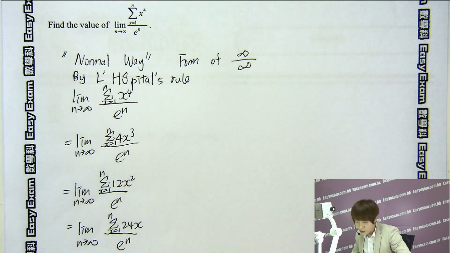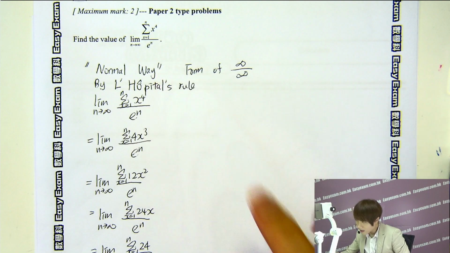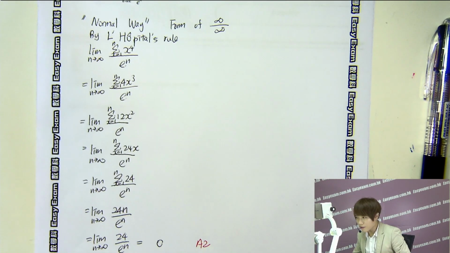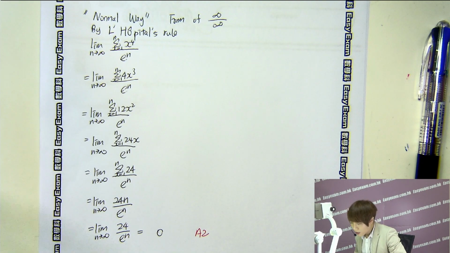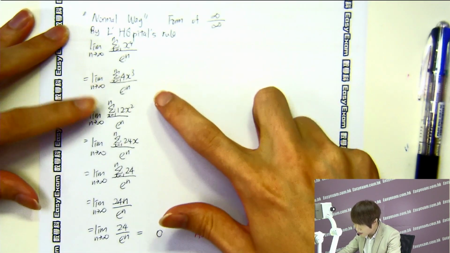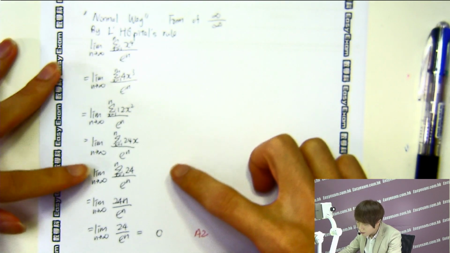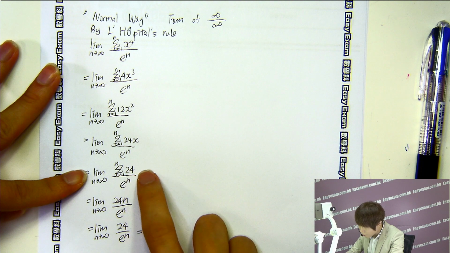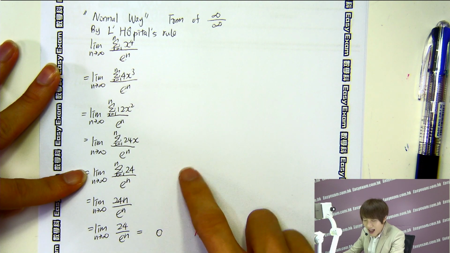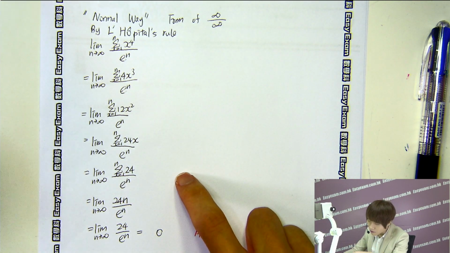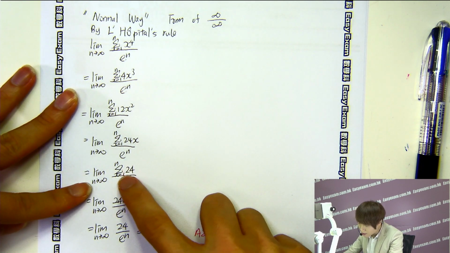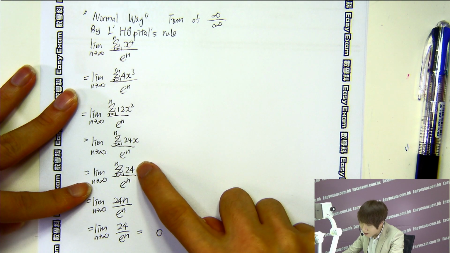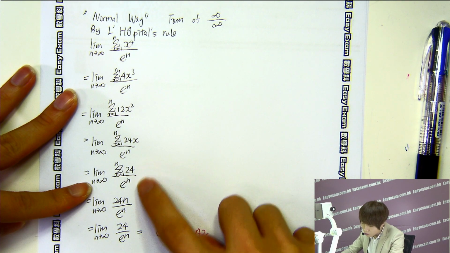You can see from the screen, the normal way actually uses L'Hopital's rule. And for L'Hopital's rule, of course, you have to differentiate step by step. So differentiate for the first time, second time, third time, and the fourth time. And you will have summation x equal to 1 to n, 24 over e to the power n. And now you can use the rule of summation. So summation x equal to 1 to n, 24 will become 24n, because you got n 24s right there, so 24 times n, right?